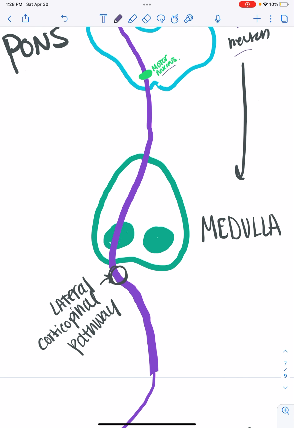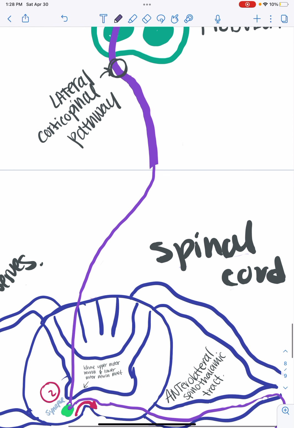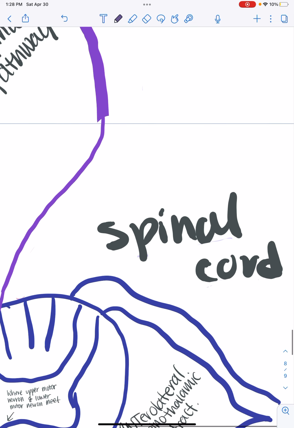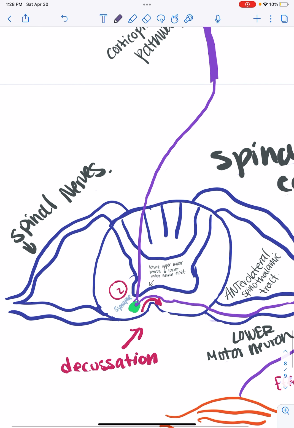Then after the medulla, we have our lateral corticospinal pathway, meaning that it's on the side. It's on the kind of edge of the spine, just a general sense of where it's at. And then after that, we meet the spinal cord. So we go through the spinal cord.